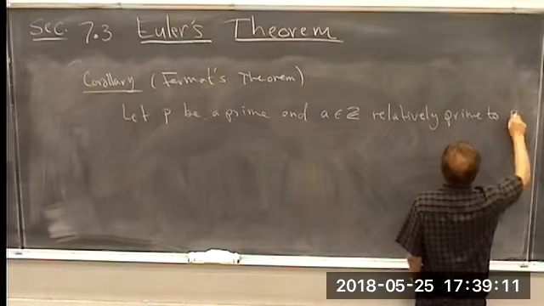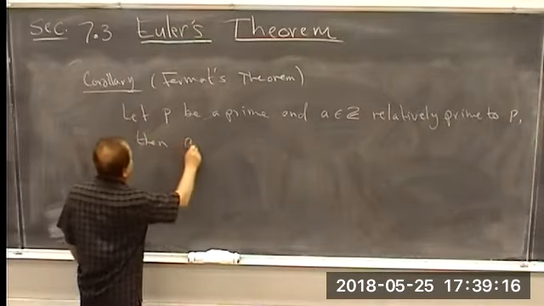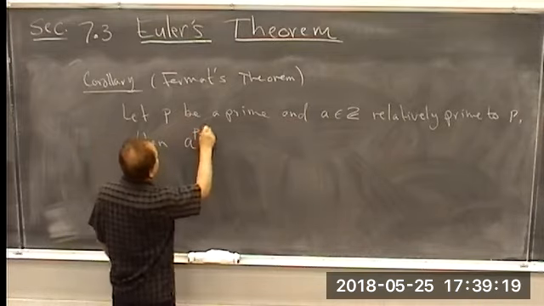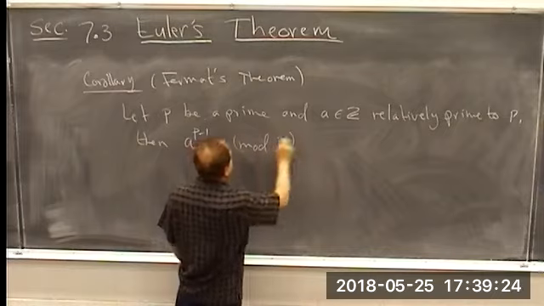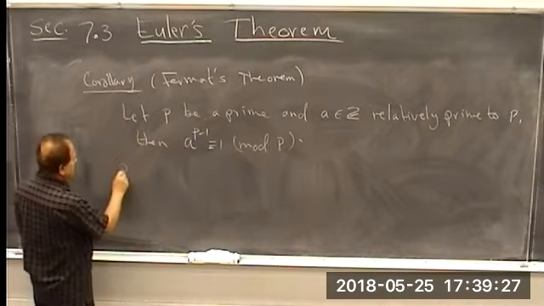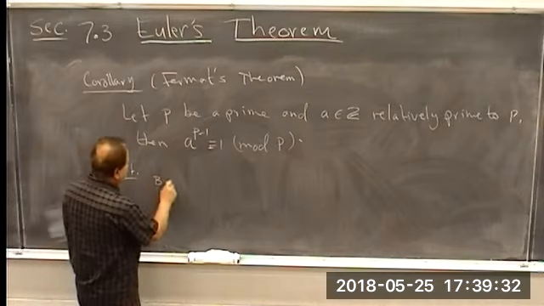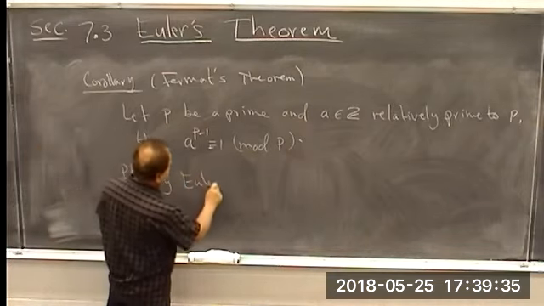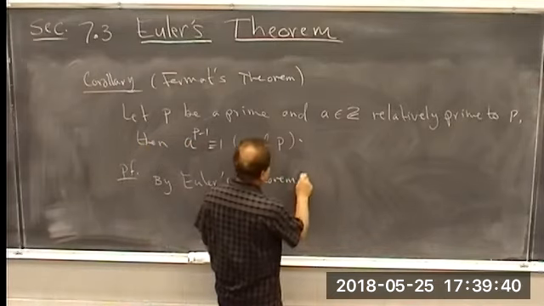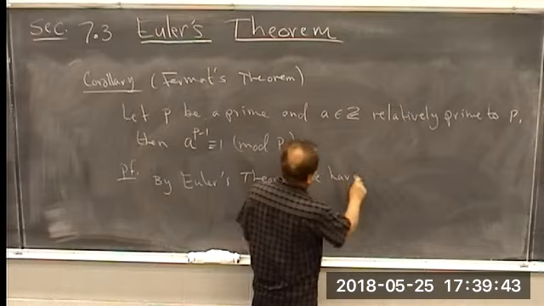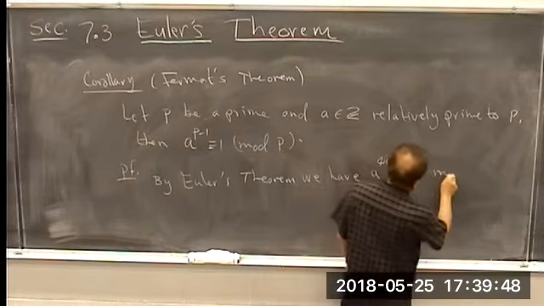To B, then a to the p minus 1 is congruent to 1 mod p. The proof: by Euler's theorem, we have a to the phi of p is congruent to 1 mod p.